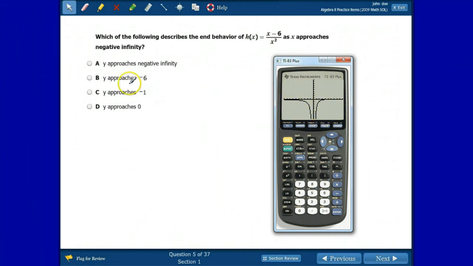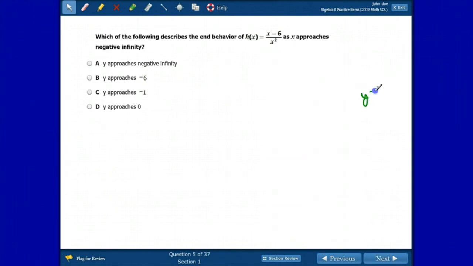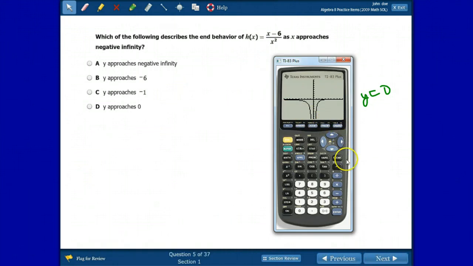All right, so you're looking at this and it asks: do you approach negative infinity? Do you go to -6? Does y go to -1, or does y approach 0? Now, the idea here is that it's approaching and hitting what looks like the x-axis. Well, remember the x-axis has an equation of y equals... oops, I just lost my calculator. Is it dead? Let's see. Is it still there? Okay, good. y equals 0. So that is what it's doing. So your answer is D.